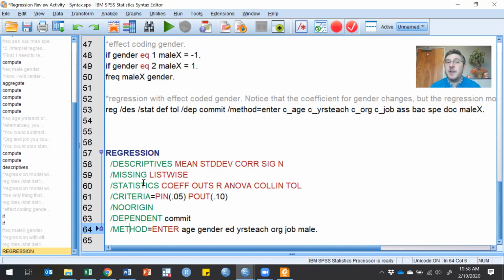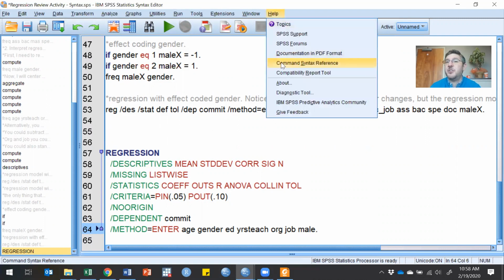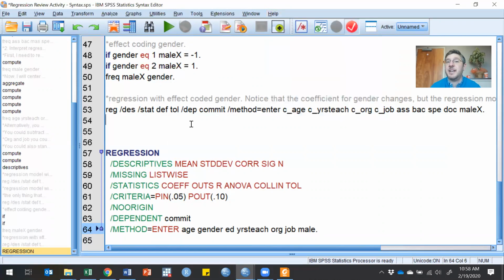If you want more information on the structure of the SPSS regression command, just go to the command syntax reference guide here and search for the regression command to get details about each one of the subcommands here.